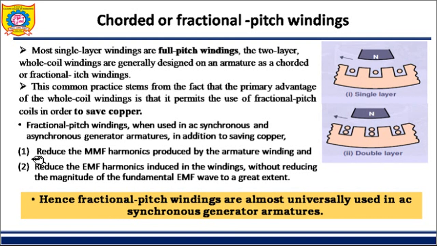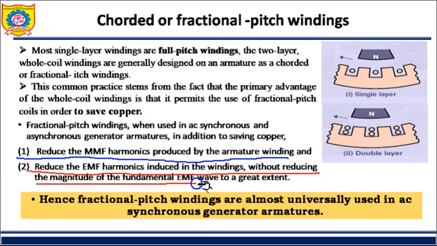Along with the saving of copper, here again two important aspects are there. One, it reduces the magnetic force harmonics produced by the armature winding, and it reduces the EMF harmonics produced in the winding without reducing the magnitude of the fundamental EMF wave to a great extent.